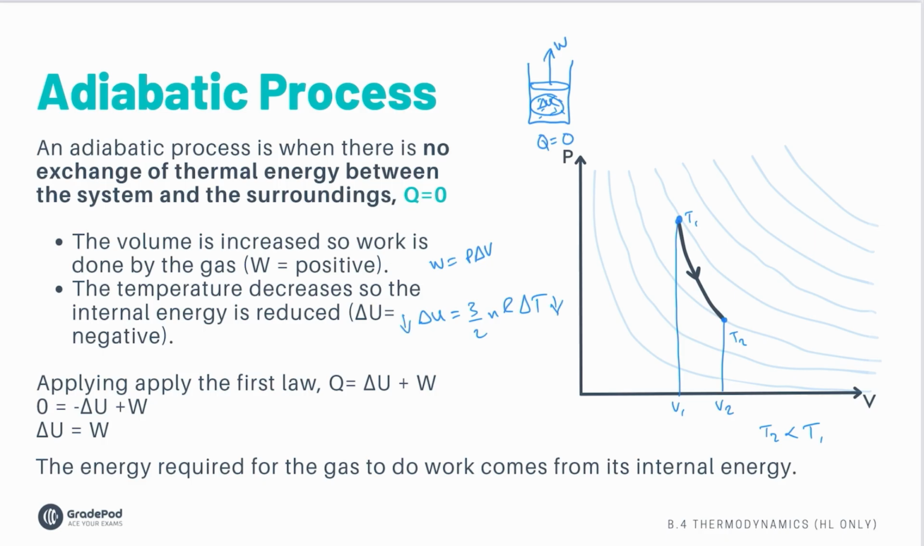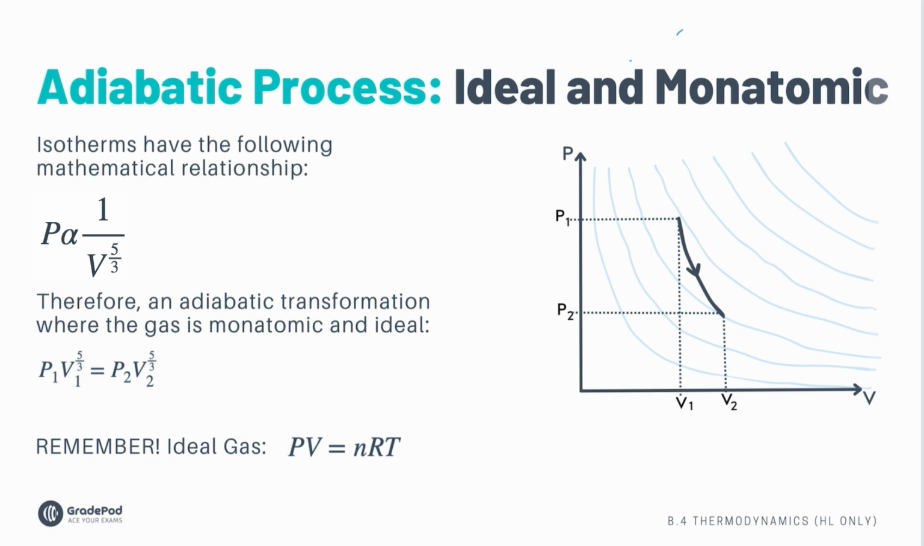So you can apply it to the first law, and you can see that the change in internal energy is equal to the work done. And that just means that the energy required for this gas to do work comes from its internal energy. There's no exchange of heat with the outside surroundings, and thermal energy has nothing to do in an adiabatic process. Let's take the PV diagram for an adiabatic process one step further.